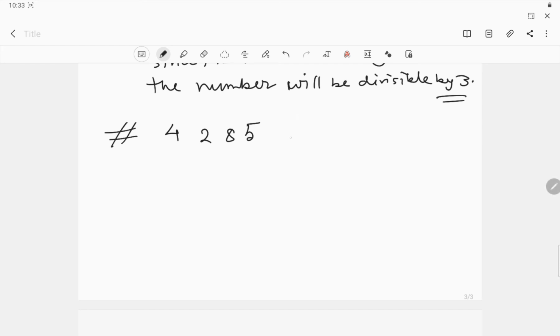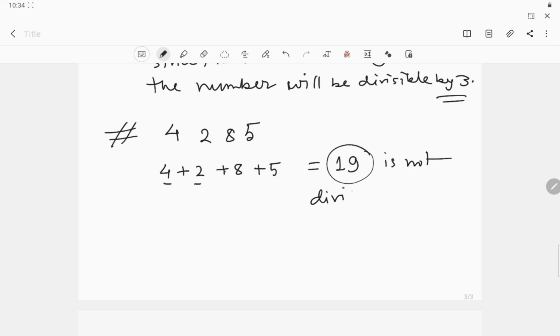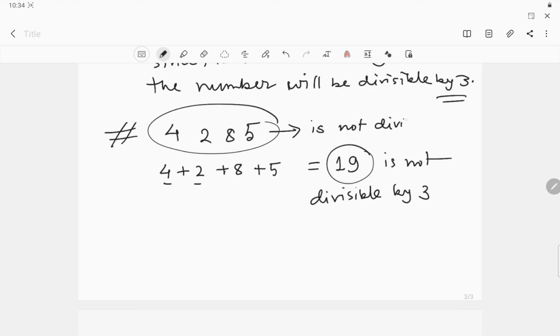So how can you solve? Simply add the digits. That means 4 plus 2 plus 8 plus 5. You will get the sum. 4 plus 2 is 6, 6 plus 8 is 14, and 14 plus 5 is 19. You can check 19 is not divisible by 3. So the number is not divisible by 3.